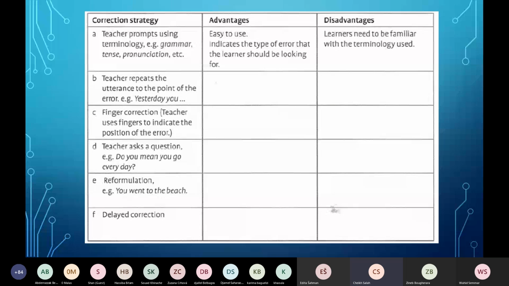So what about the advantages for C? I mean, finger correction. The teacher uses fingers to indicate the position of the error. I could switch on my camera to show you, but you can use your hands. Use each finger for a word in the sentence, in order. You can show them that maybe the first word is a determiner, the second is a noun, the third is a verb, the fifth is a comma or a full stop, etc. When they speak and you want to correct them, you just raise your hand and indicate with your finger which word is the problem, and in that case it's going to help them realize directly which error they made. So what do you think are the advantages and the disadvantages of this one? Let me know.